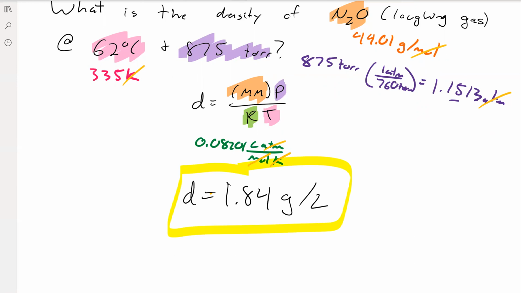Again, these are kind of plug and chug type of problems, so be pretty decent at them. I don't have to necessarily ask for the density. I could ask for the molar mass or any of the other variables given the other variables.